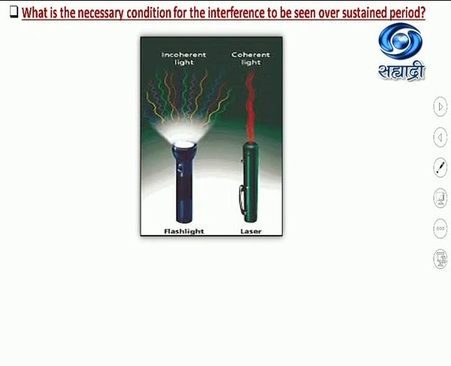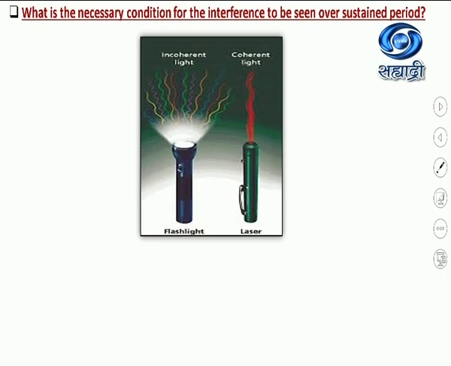Now let us take an example of a laser beam. When we see the laser beam, the wavelength of all the waves is the same, the frequency is the same, and all the waves are in phase with each other, or they have constant phase difference between them. Such a light is called coherent light, and the source of light is called a coherent source of light. So, for the interference to be seen over a sustained period, we need two coherent sources of light.